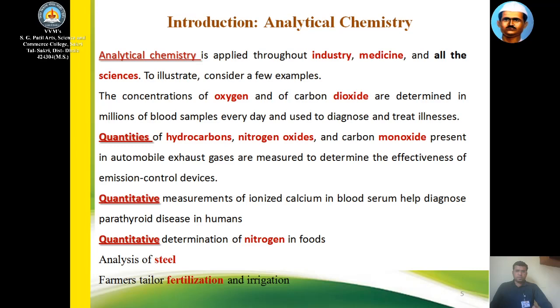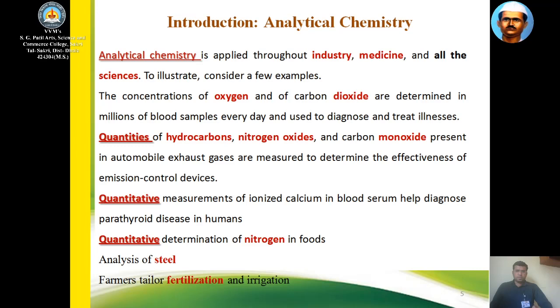Quantitatively, we can determine the hydrocarbons, nitrogen oxide and carbon monoxide in the exhaust system, what amount they are present, or what amount they are exhausting in any automobile industry or any automobile vehicle, whether 2-wheelers or 4-wheelers. So that can also be quantified, meaning measured on the basis of quantity, and regarding that quantity we can reduce the emission of hazardous gases in the environment.